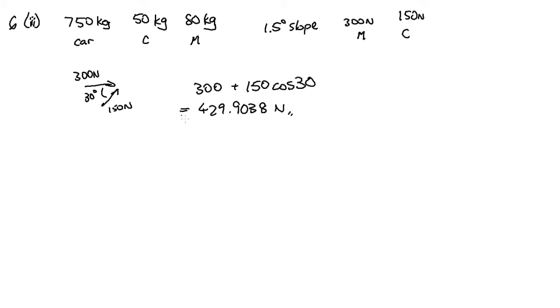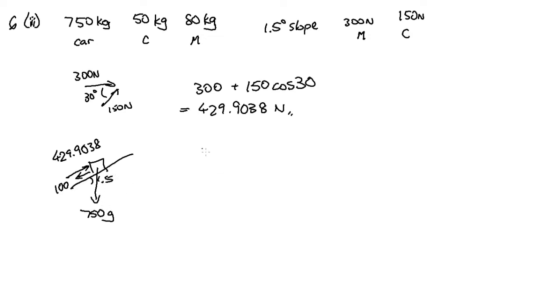Now we're still on the slope, and the slope has 1.5 degrees. So let's draw another free body diagram. 1.5 degrees with a weight of, this time Carol is out of the car, so 750 g, and also Martin, both of them are pushing, so that is 429.9038 with a constant resistance 100 newtons, and those are all the forces.